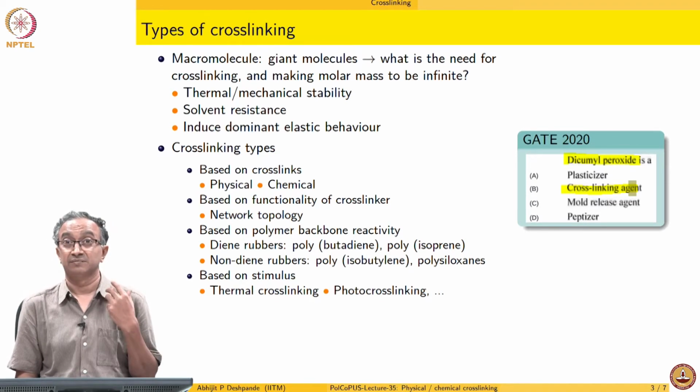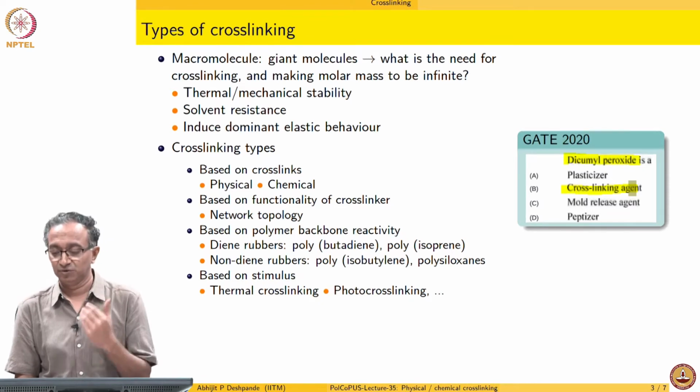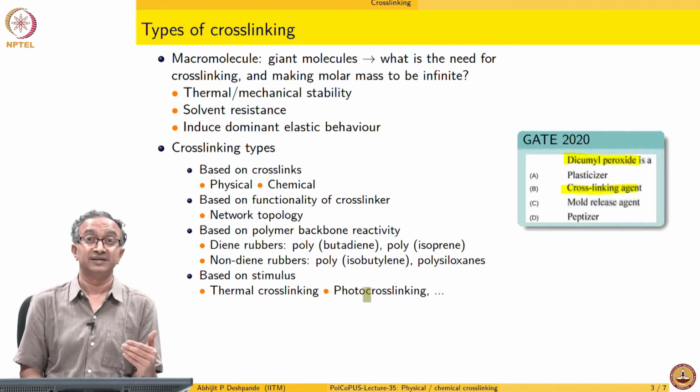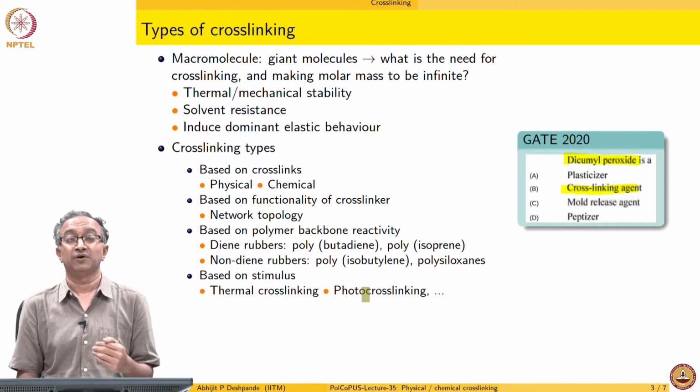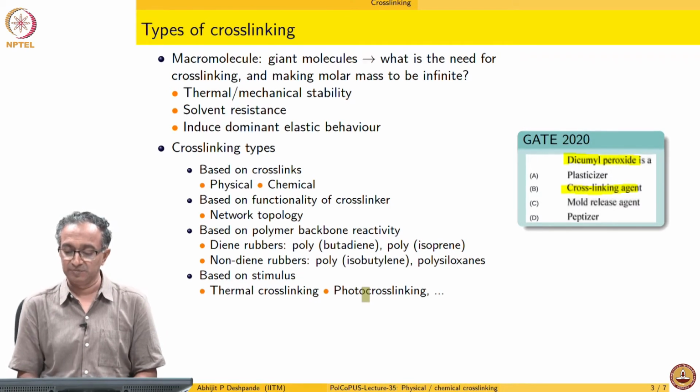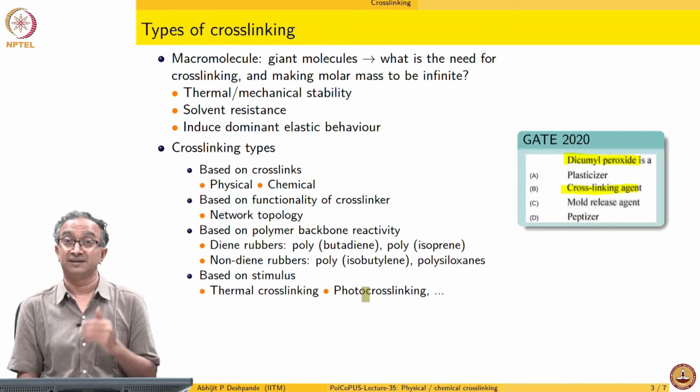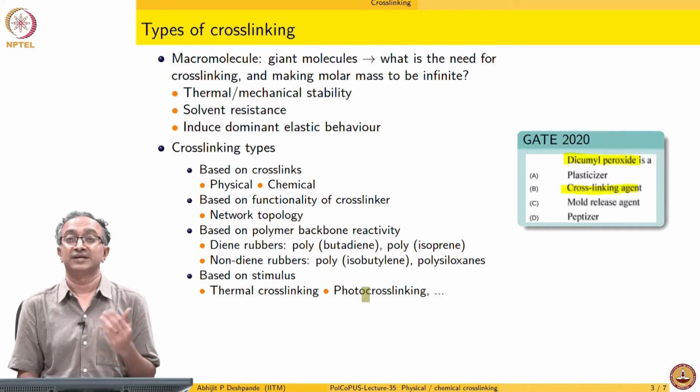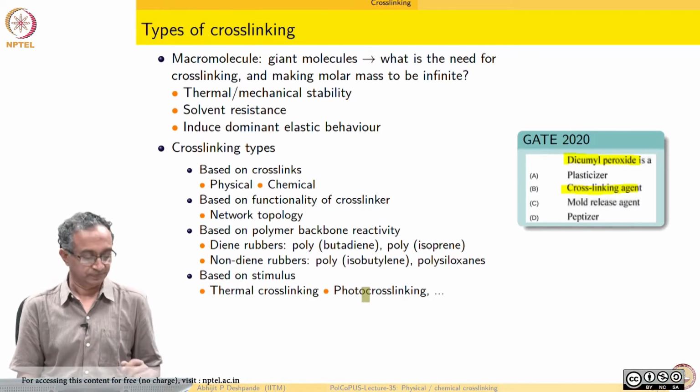What is the backbone requirement if dicumyl peroxide is being used as a cross-linker? And then what is the stimulus required? Does dicumyl peroxide perform when UV radiation is there, or does it perform when pH is right, or does it perform when temperature is high? So all these aspects can then distinguish how dicumyl peroxide works as a cross-linking agent and how effective it is for cross-linking different types of polymers.